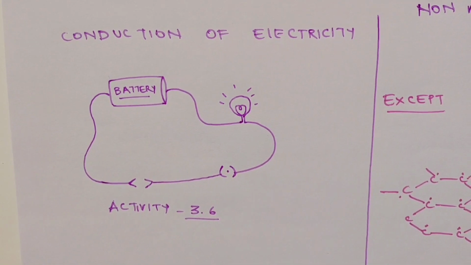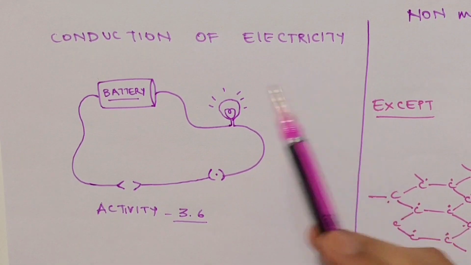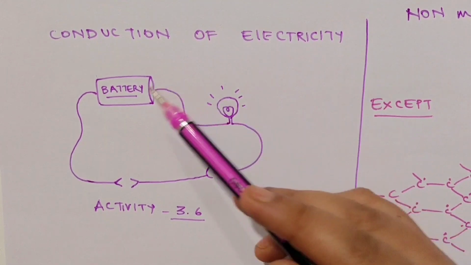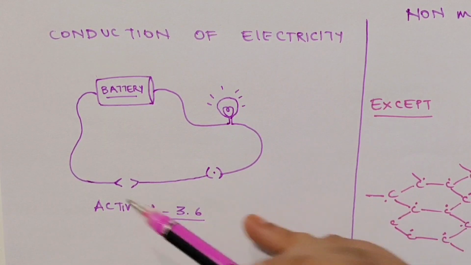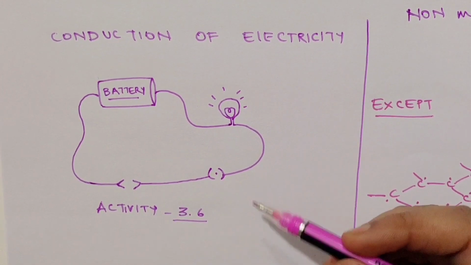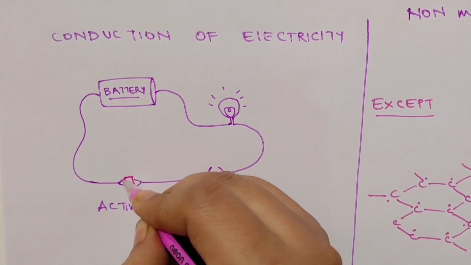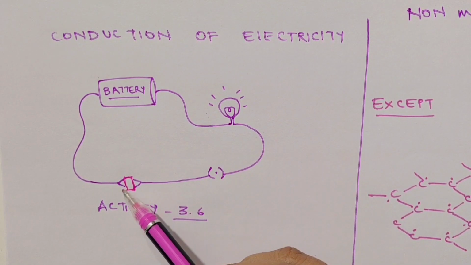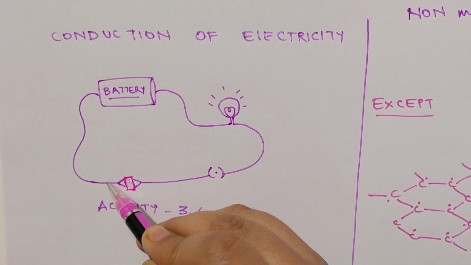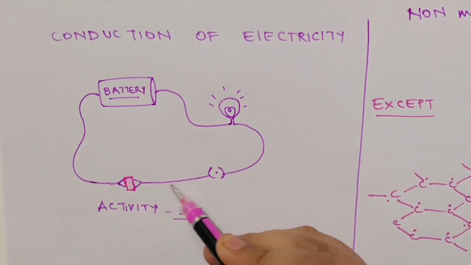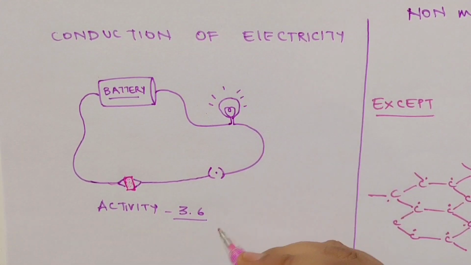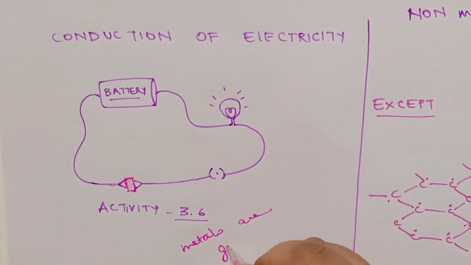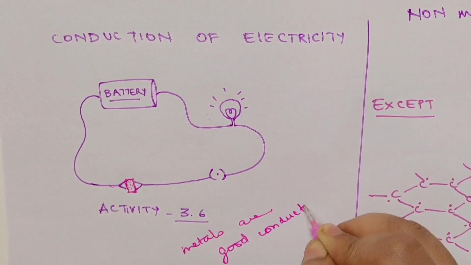So the next property is conduction of electricity. Here we are talking about activity 3.6. We have a basic circuit, which has one battery, a bulb, a switch, and clips. If we put a metal between the clips, the bulb will glow. Why? Because the circuit is complete. How? Because the metal will allow the electricity to pass through, proving that metals are good conductors of electricity.